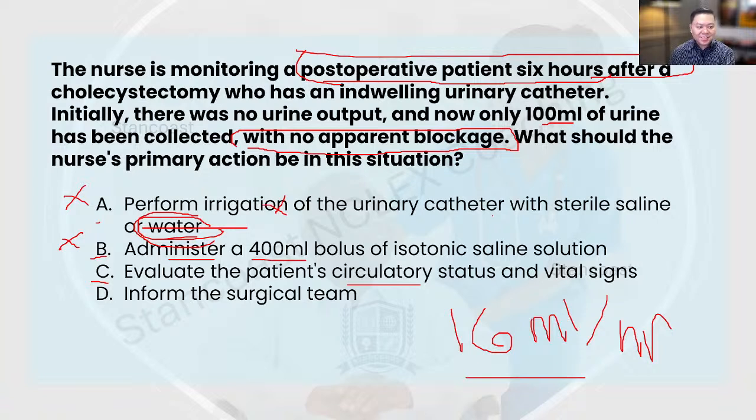So letter C, let's take a look. Evaluate the patient's circulatory status and vital signs. Looks like this is the choice, because we are worried about the low urine output after the surgery, and we don't know what happened, right? There was no information if there was some sort of significant blood loss, something like that. It's not provided in our scenario. And so this option would really allow us nurses to investigate further to find out if there is a problem with their circulation status or if there is hypotension. That is why we have to check the vital signs first.